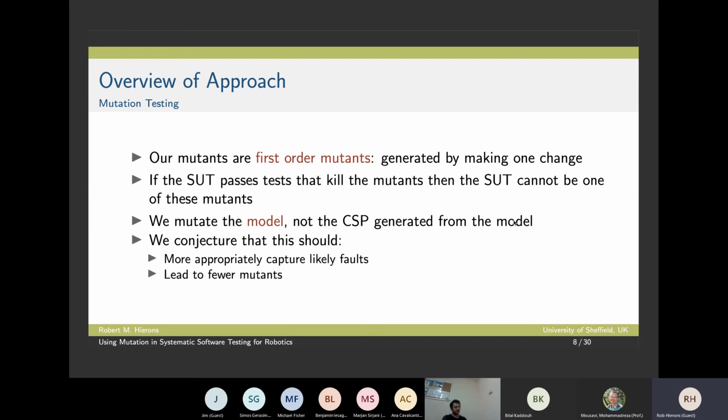Importantly, we focused on mutating the RoboChart model. We're not mutating the CSP models. There are two reasons for this. The first is that the system's described at the level of the RoboChart model, and we have a view that it is likely that faults should be more appropriately described at that level. The other is simply that it should lead to fewer mutants. If we start taking the CSP, which may be an infinite model, then we're probably going to get far more mutants, and those extra mutants may be relatively unhelpful.